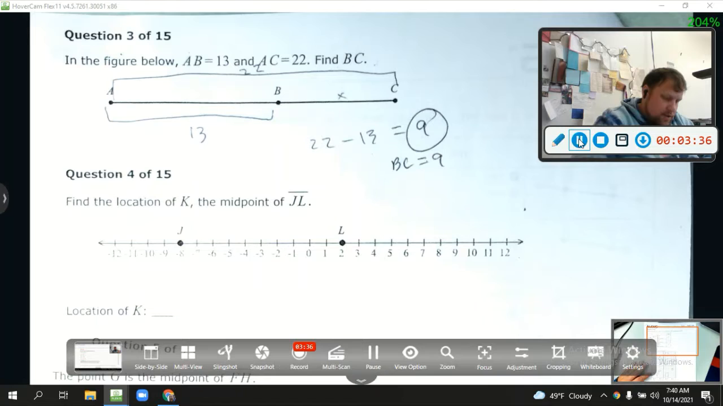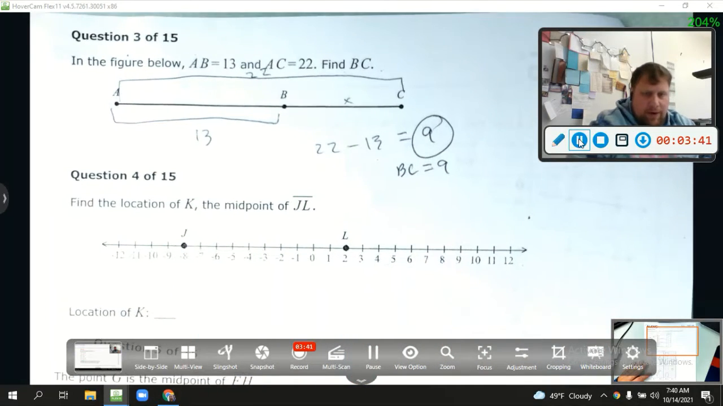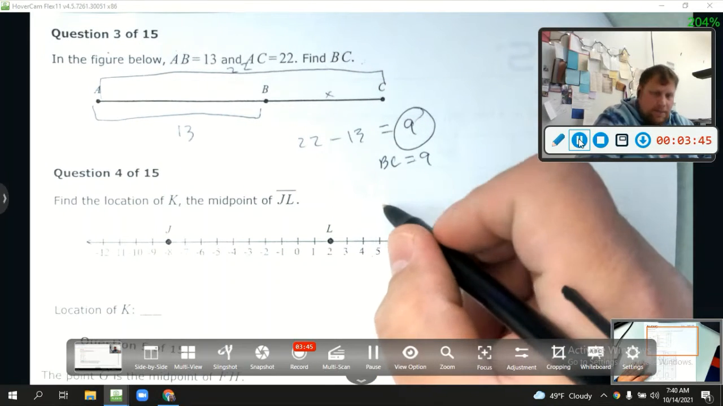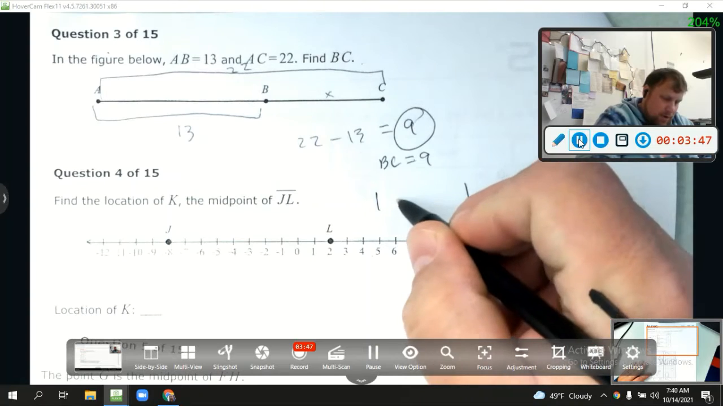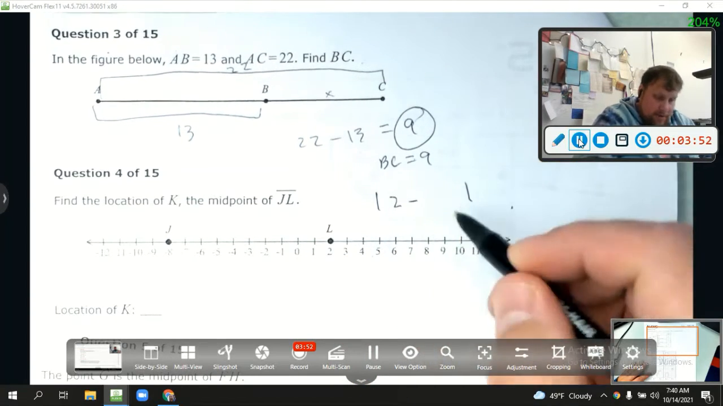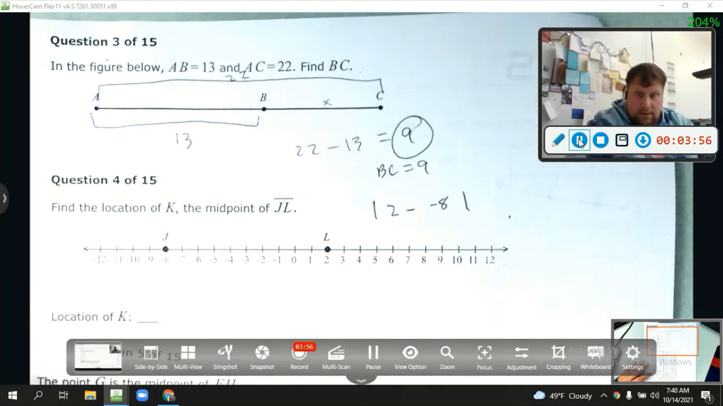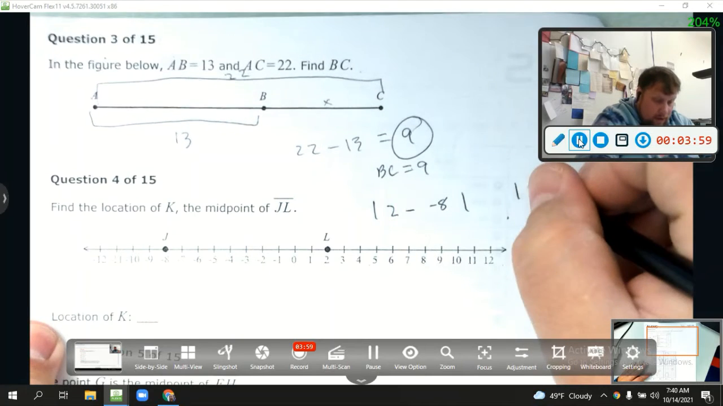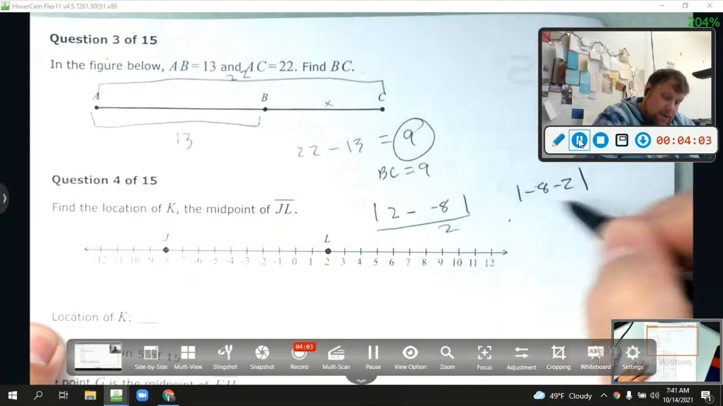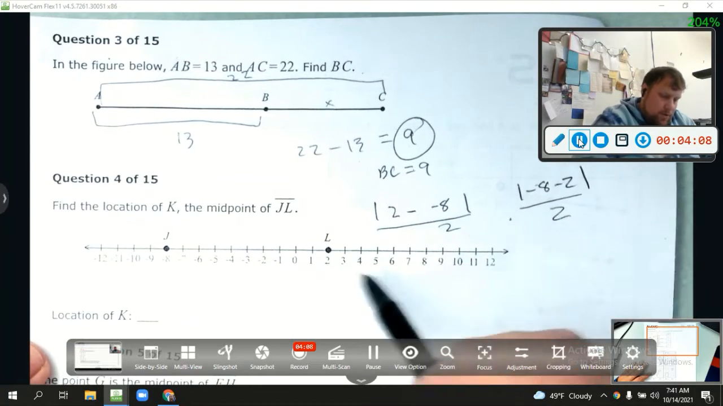Okay, so the next one is find the location of K, the midpoint of JL. So we need to find the midpoint. To find the midpoint, you take the absolute value and subtract the 2 points. I don't care which order you do it in. You can do 2 minus -8, or you can do the absolute value of -8 minus 2. Either way, you're going to divide it by 2, right? Because we're averaging the two numbers is what we're really doing. So what do we got here?